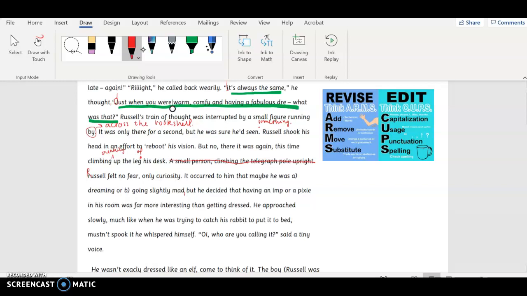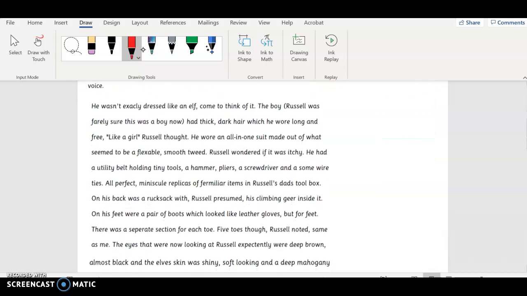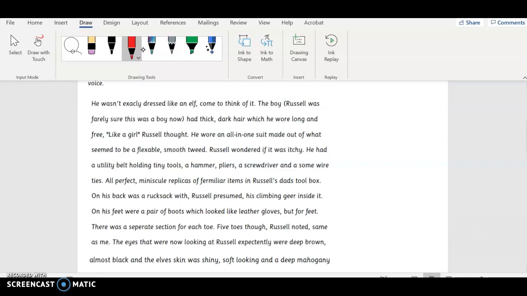All right, now he's thinking to himself, he's talking to himself, so I need talking marks. "Mustn't spook it," close talking marks. He whispered to himself. "Oi, who are you calling it?" said a tiny voice. He wasn't exactly like an elf, come to think of it. The boy, Russell was fairly sure it was a boy now. Now, this is the wrong type of fair. We need this type of fairly sure it was a boy now.